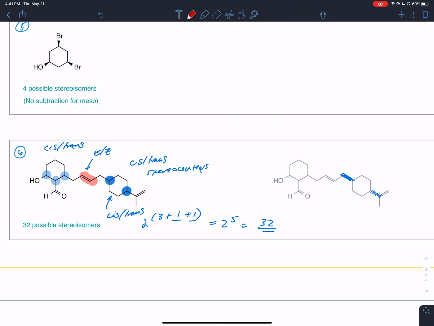Lastly, one note here, this double bond is not capable of EZ isomerism because of 2 of the same priority atoms on the double bond.